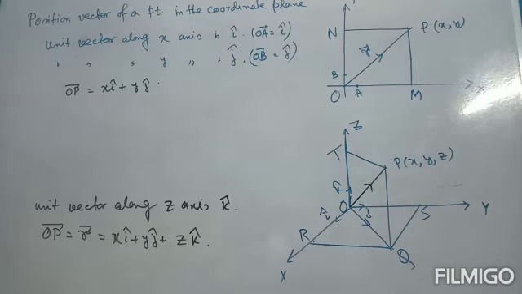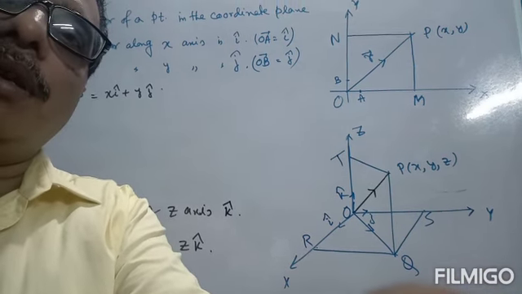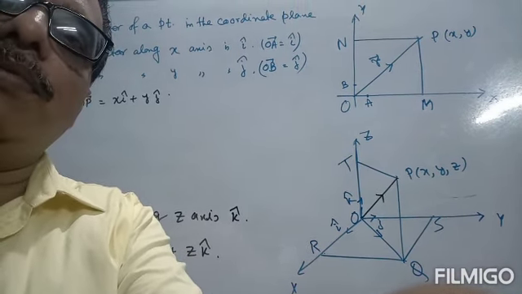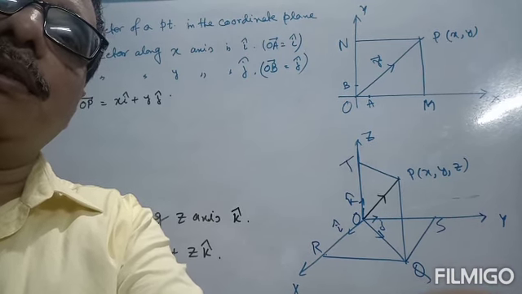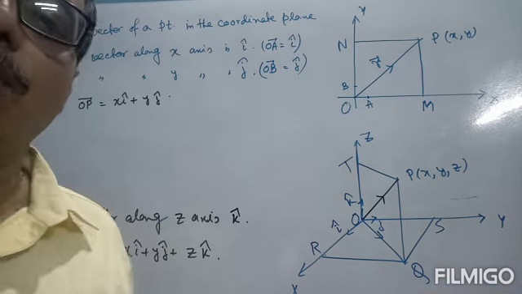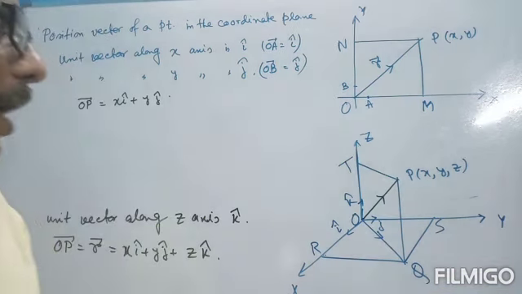Position vector of a point in the coordinate plane. First we study in 2 dimensions, next in 3 dimensions. We know that the unit vector along the x-axis is defined as i cap, along the y-axis is j cap, and along the z-axis is k cap. Unit vector means the magnitude is 1.